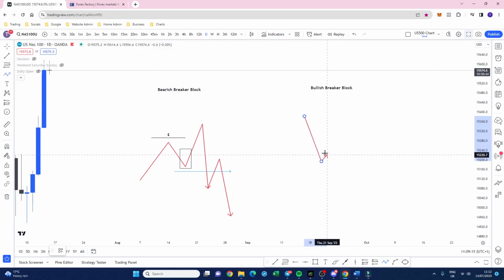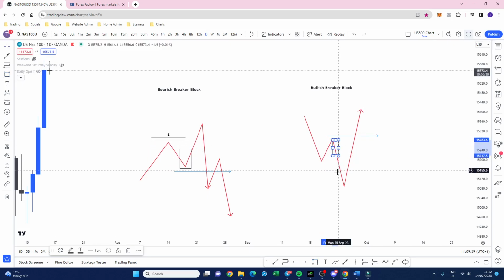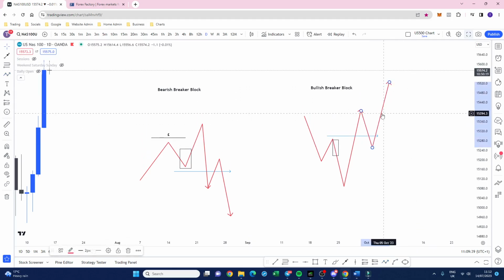So we can see that price is obviously pushing lower in here, and then we can see price has now broken to the upside again, breaking market structure. We are looking to identify the last up candle before price moved down in this block here, and then we can see price breaking structure, and we're looking to get in on the retest of this breaker block here.